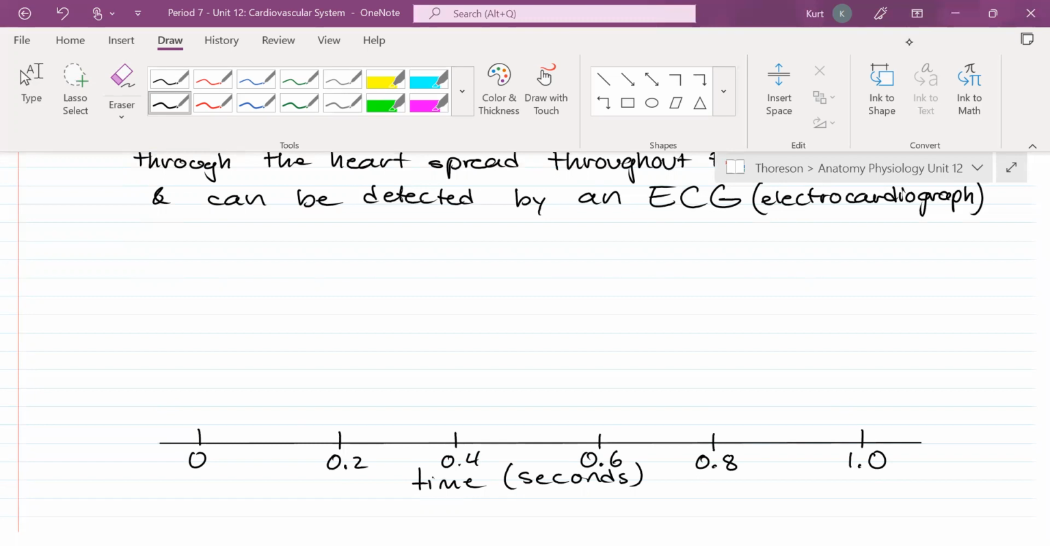All right, so with your black pen or your pencil, let's start at a little before 0. We're just going to have a baseline. This is going to be rest. This is rest. And then we're going to have a minor wave. This is called a P wave. I will later explain to you what a P wave represents.